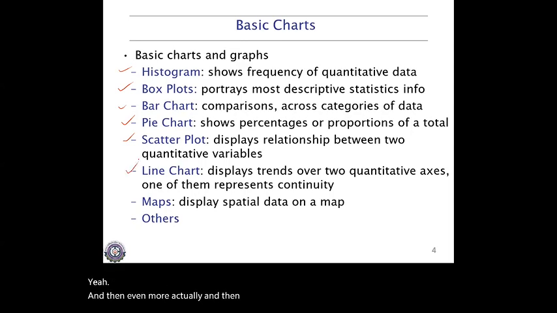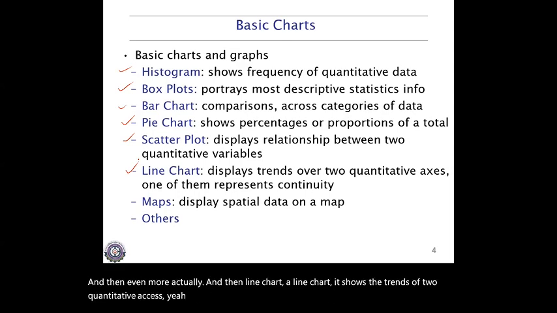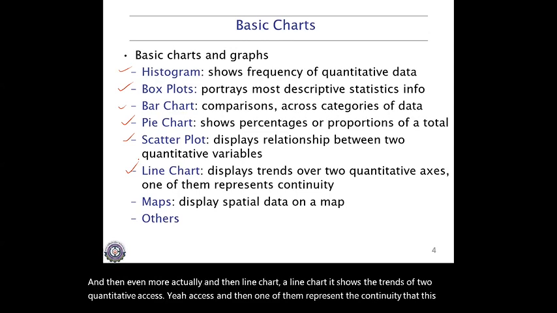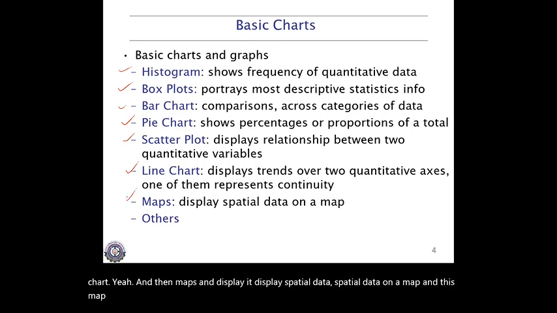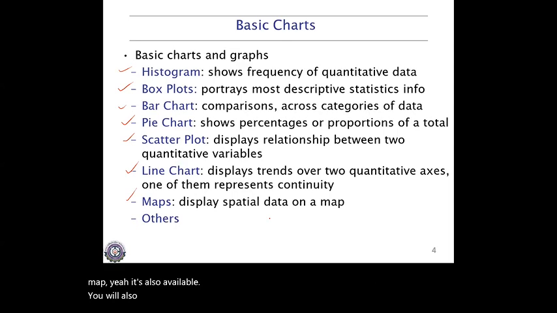And then a line chart shows the trends of two quantitative axes, and one of them represents the continuity. That is the line chart. And then maps display spatial data on a map, that is map. It's also available in Excel. Just click the maps part and you can see the spatial data. Right, and the other things, so we can explore more.